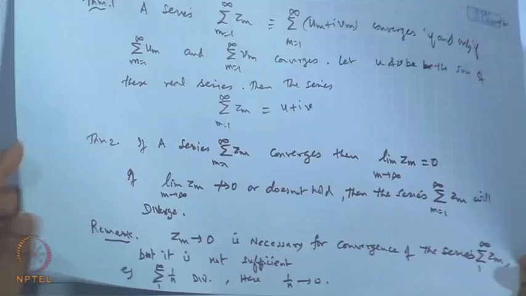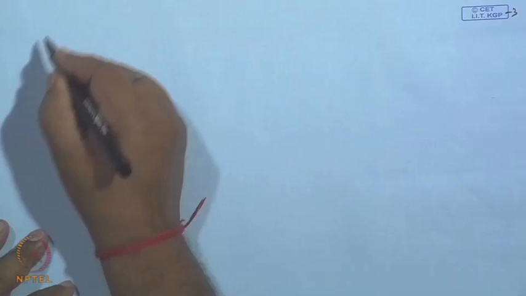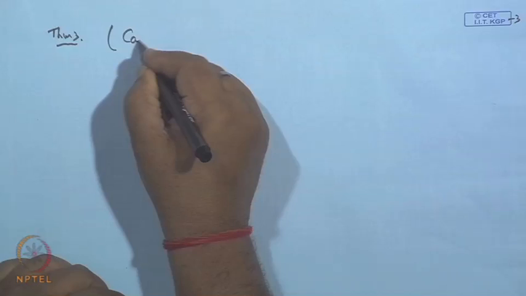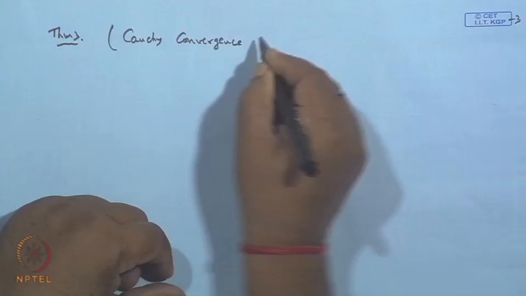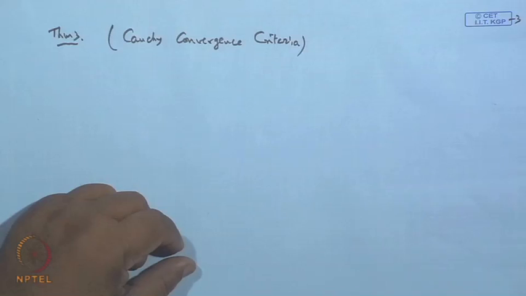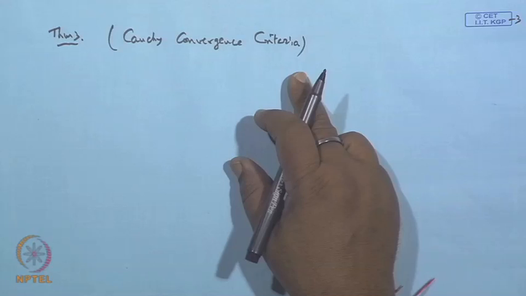So, it is only a necessary condition, but not a sufficient condition. Another result which we also use is the Cauchy convergence criteria, which is valid for a function of a real variable or a series of a real variable. The similar thing also holds good in the case of a series of complex variables or complex numbers.